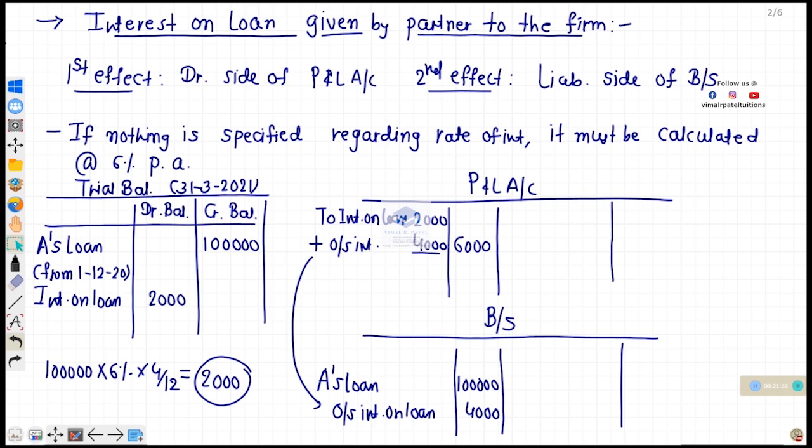Now your actual loss is 3,000. Out of 10,000, 6,000 will be given by the insurance company, and 1,000 you have realized by selling the goods as scrap. So your actual net loss is 3,000. So 3,000 will be debited to profit and loss account as loss by fire, 3,000.